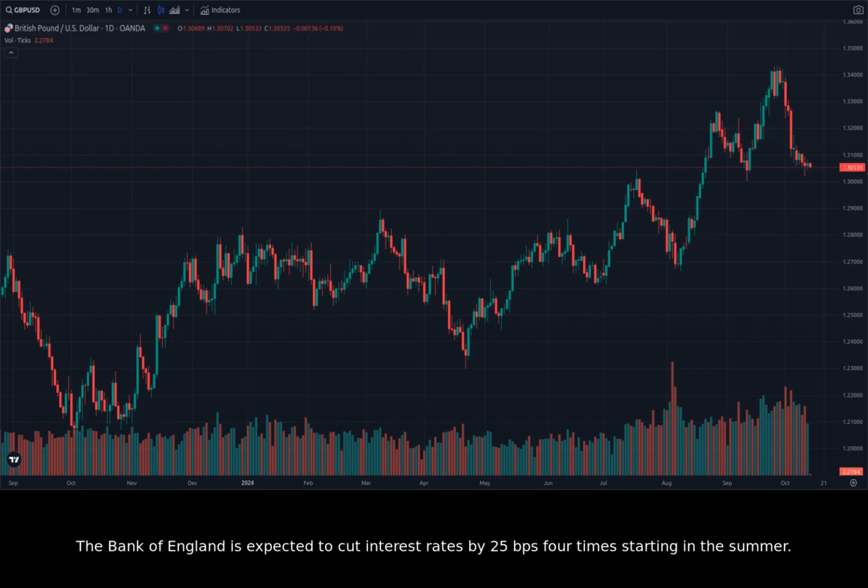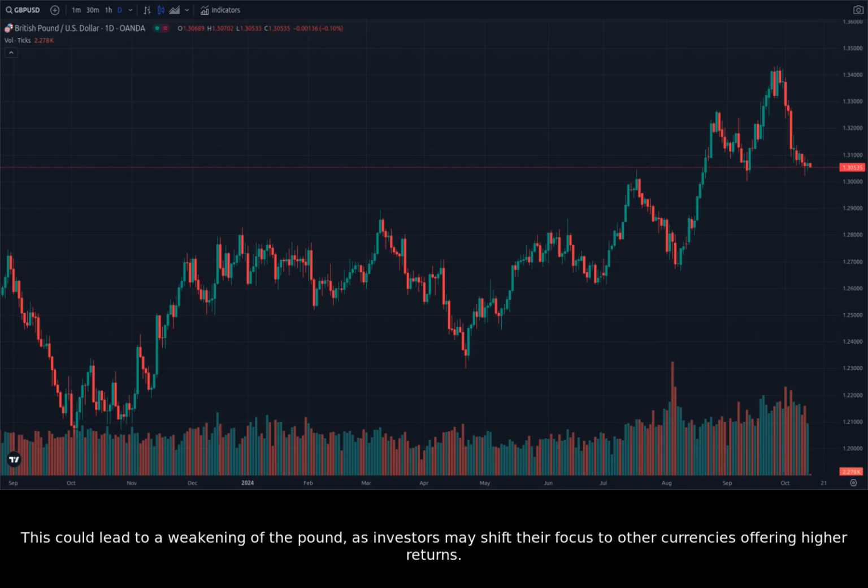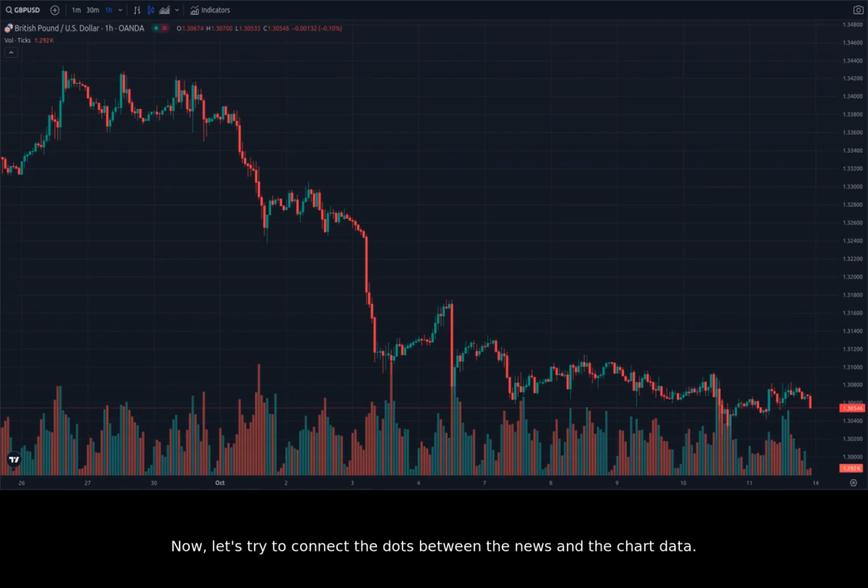The Bank of England is expected to cut interest rates by 25 bps 4 times starting in the summer. This could lead to a weakening of the pound, as investors may shift their focus to other currencies offering higher returns. Now, let's try to connect the dots between the news and the chart data.